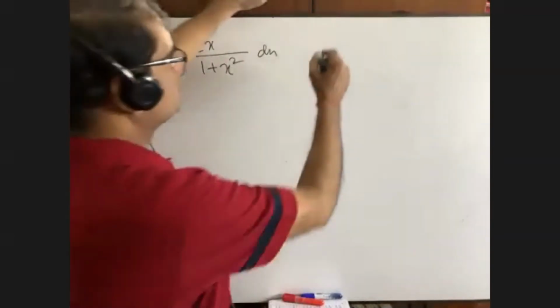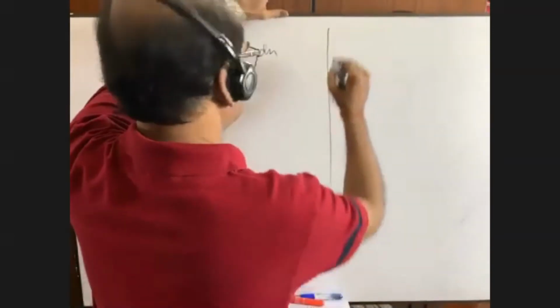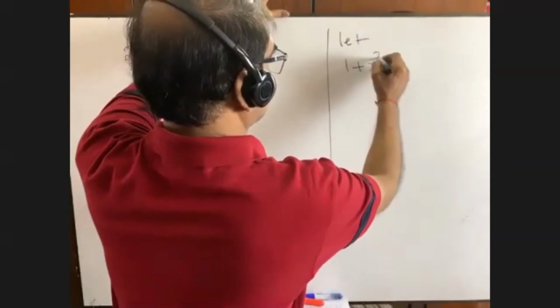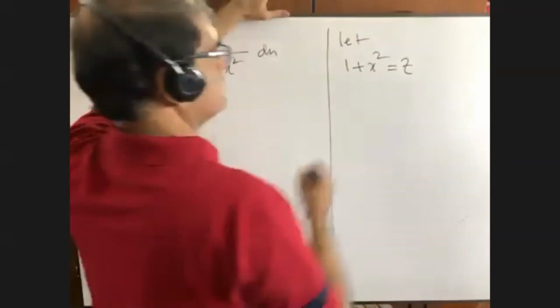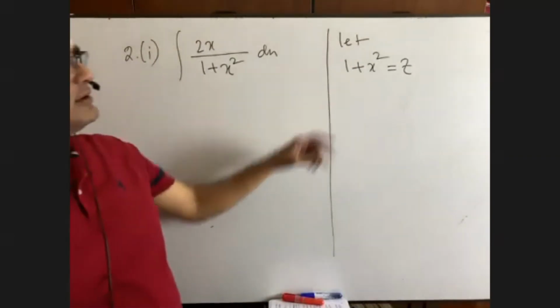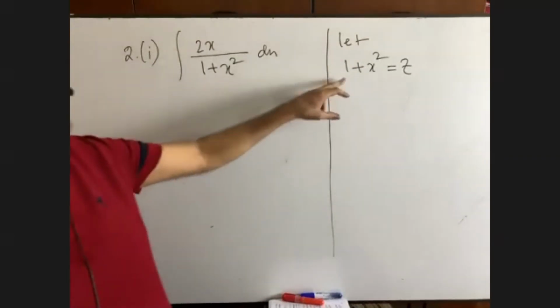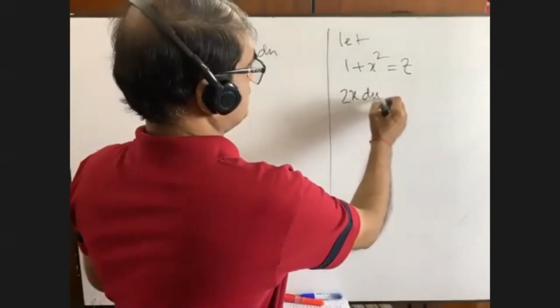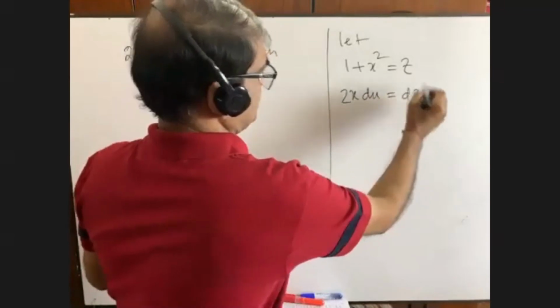So it's okay. Write down, let 1 plus x square be equal to z. Now can you please differentiate? 1 is 0, x square is what? 2x dx is equal to dz.